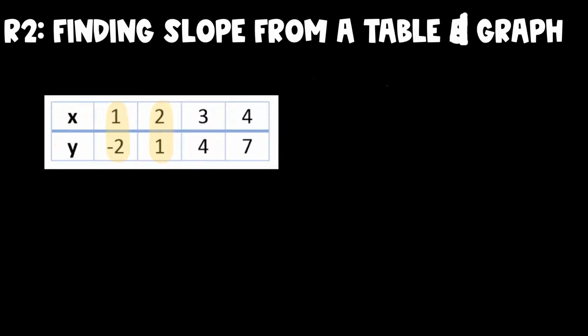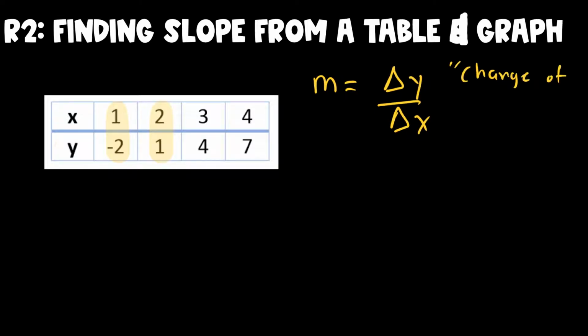And then to find slope, we use M equals change of Y over change of X. So just a quick reminder, this is change of Y over your change of X. Every time you're calculating change, think about going to the store and buying something: to calculate your change, you have to subtract. So we will always be subtracting when we're finding slope.